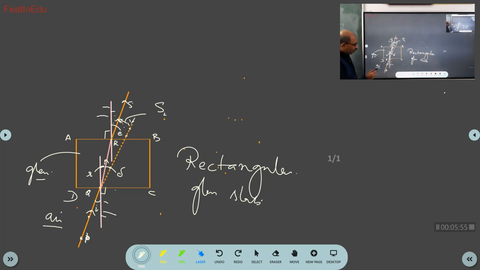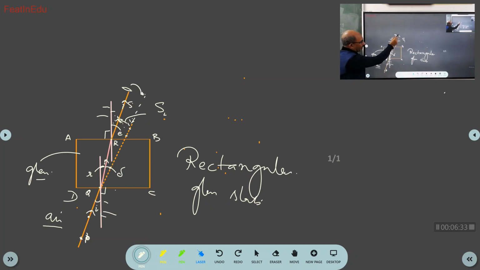Now you put the glass slab and you put these two pins. Now I want to put two more pins and still see only one pin. So where? Now I want to see these two pins. If I keep my eye here, can I see? No. If I keep my eye here, I can see. And here, if I keep two pins, how many pins will I see? One. Got it?